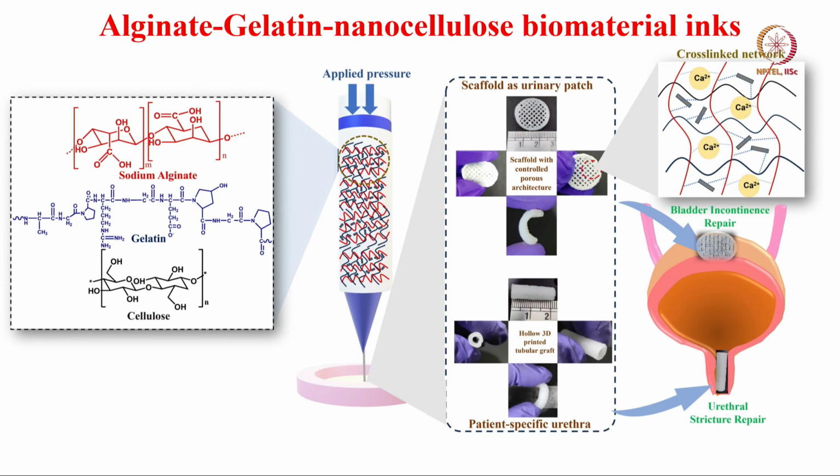So, sodium alginate is one of the common hydrogel constituents that has been used, and gelatin is also another constituent of the hydrogel.